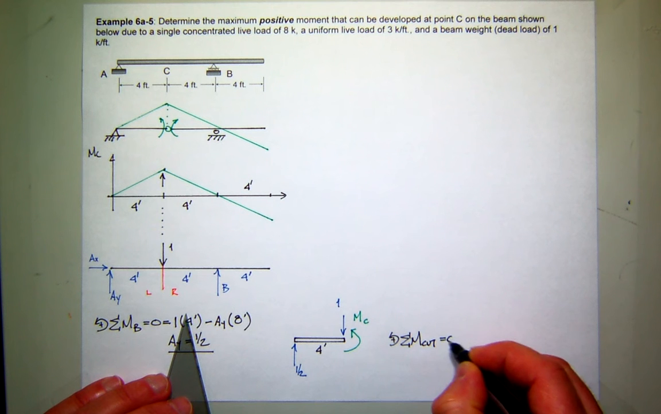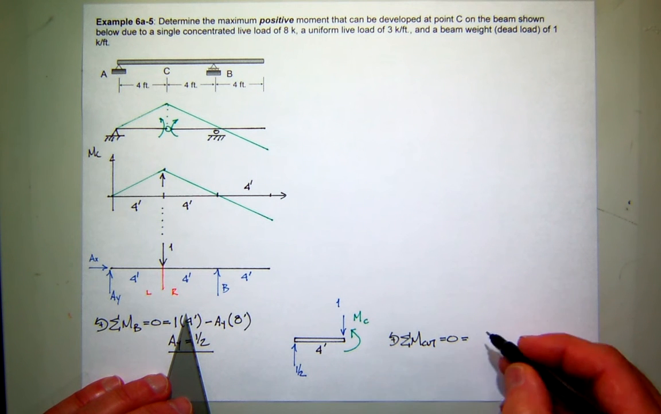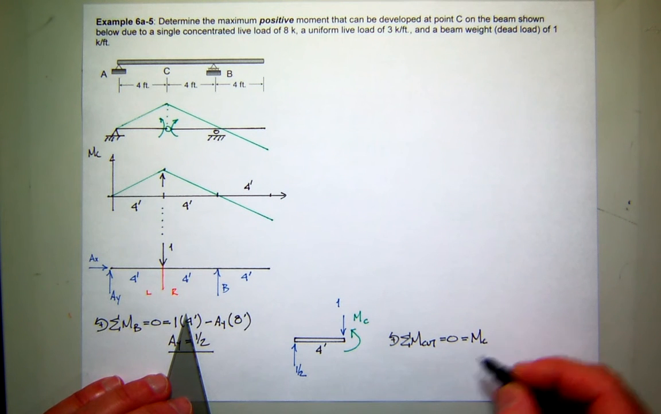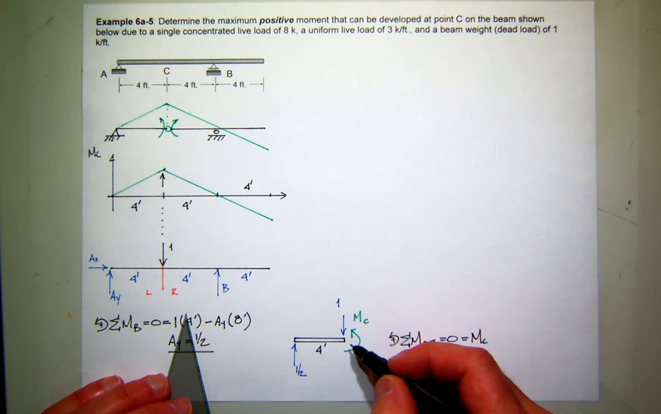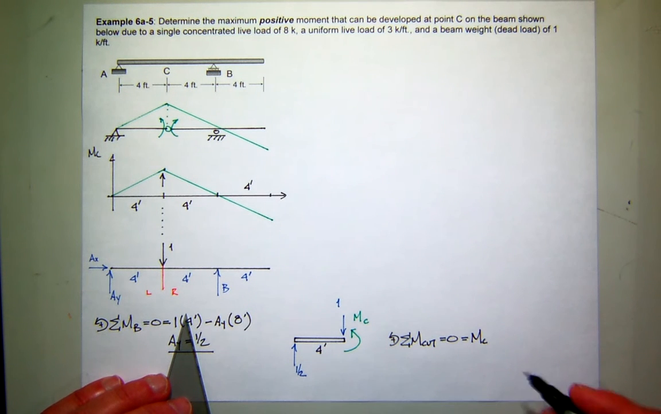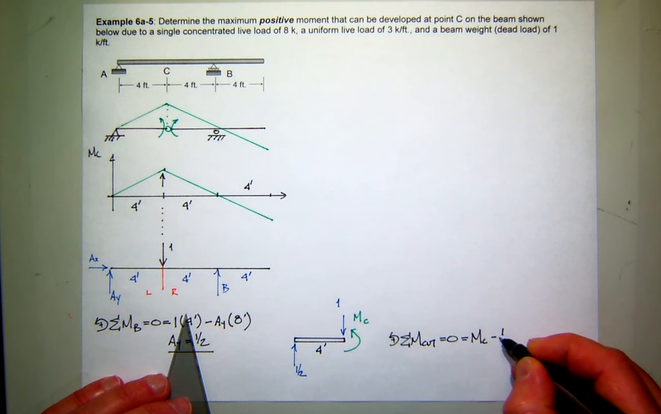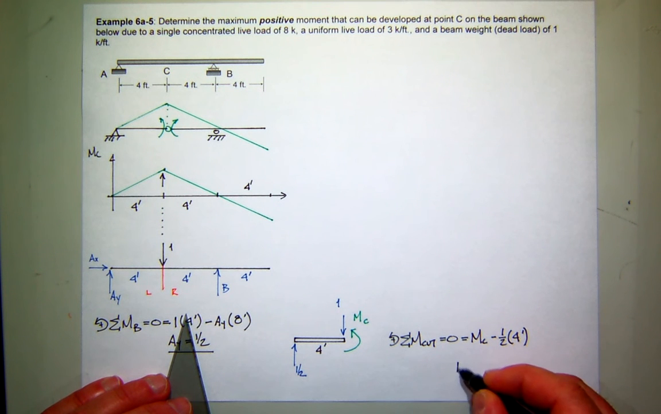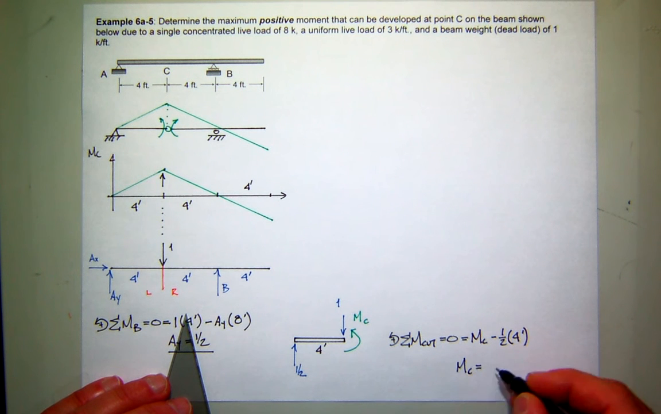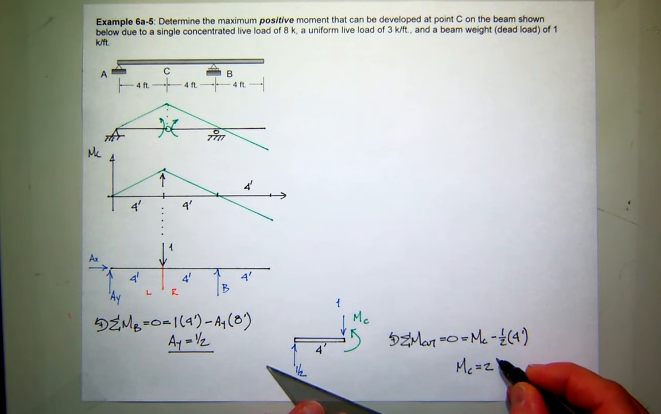I have the moment at C, that's positive with my sign convention, right-hand rule. This unit load creates no moment because it has really no moment arm. And then I have 1/2 creating negative moment with a moment arm of 4. So it looks like my moment at C is equal to 2. And that would be 2 feet, kind of an odd unit.